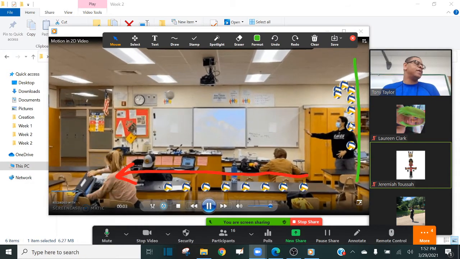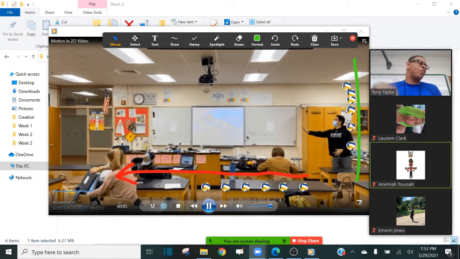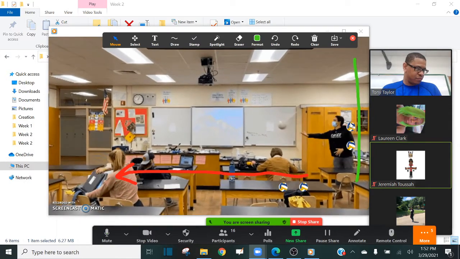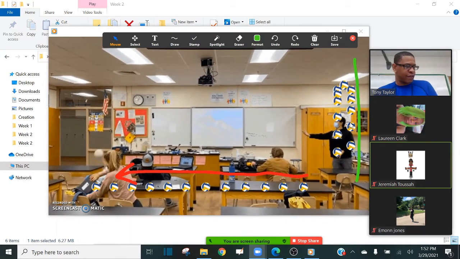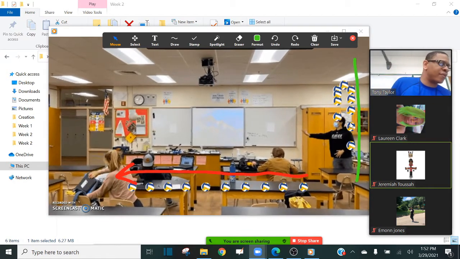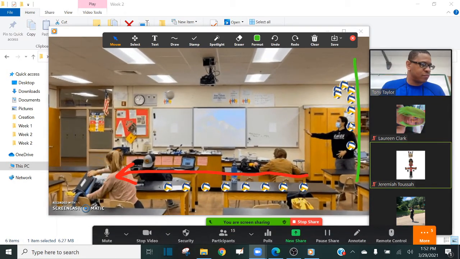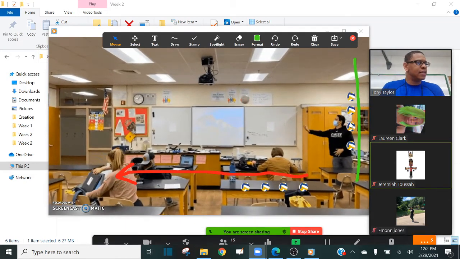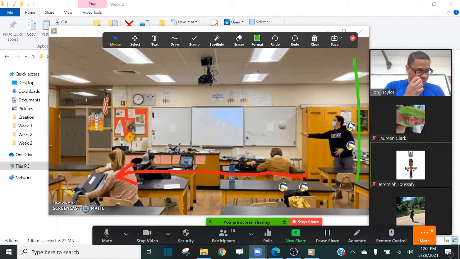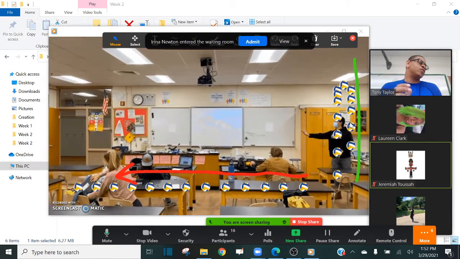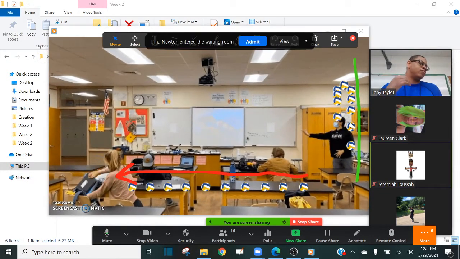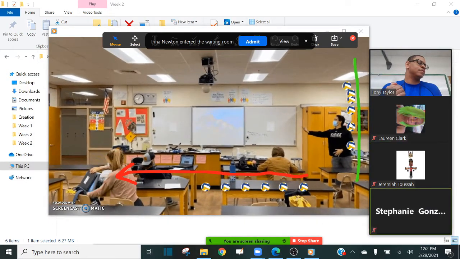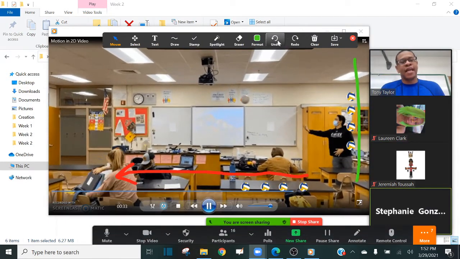Why is that, Stephanie? What's happening in the y direction? What force is acting on the ball in the y direction? Come on, guys. Y'all know this. What force is causing the acceleration? Gravity. Exactly. Thank you.